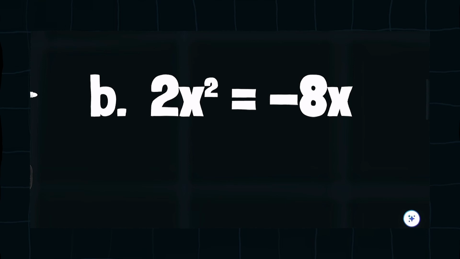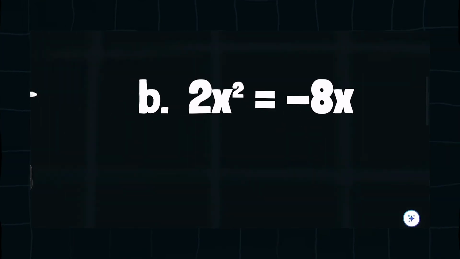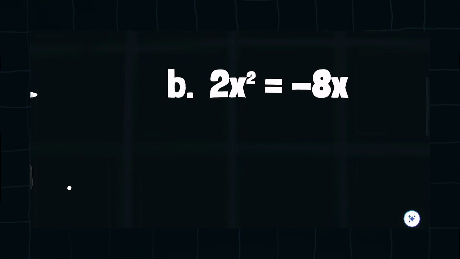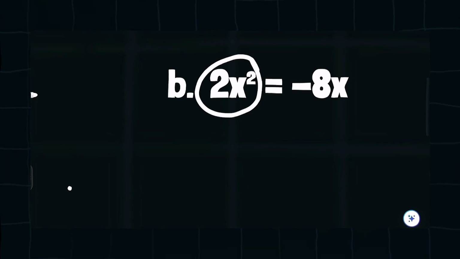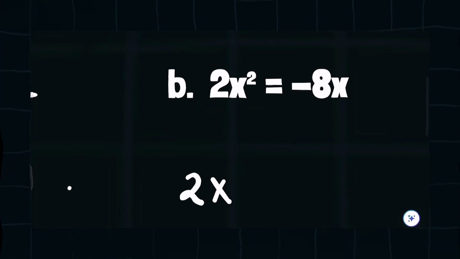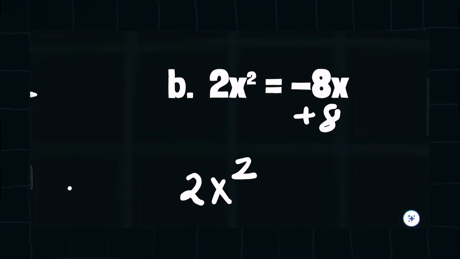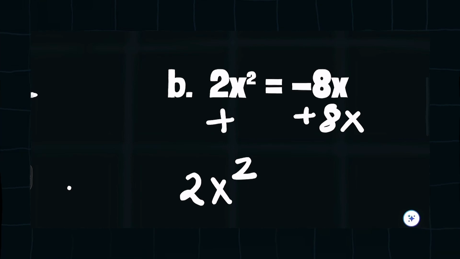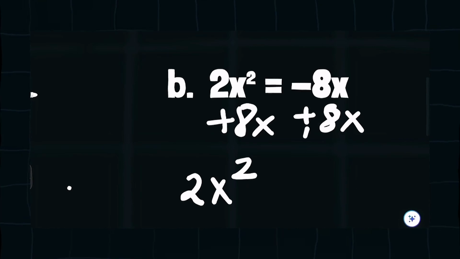Given 2x squared equals -8x, how do we write it into standard form? As you can see, the given first term is 2x squared. We can just write it down here. The next thing that we need to do is to eliminate -8x on the right-hand side of our equation. For us to do that, we will add 8x to both sides. There you have it. We have the first term, 2x squared plus 8x.